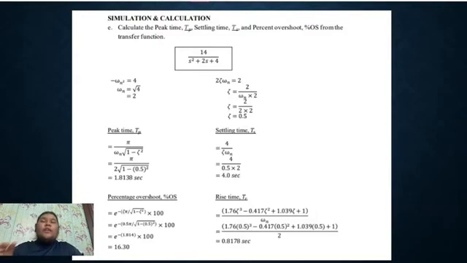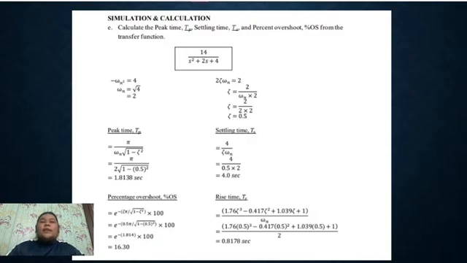Next, to find peak time, we use this formula: pi over Wn times square root of 1 minus damping ratio squared. After we substitute our values, the final answer is 1.813 seconds for our peak time. Next, for percentage overshoot calculation, we use this formula: exponential of negative damping ratio times pi over square root of 1 minus damping ratio squared, times 100. Then for the final answer, we get 16.30.